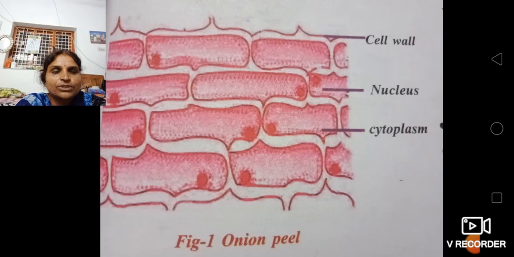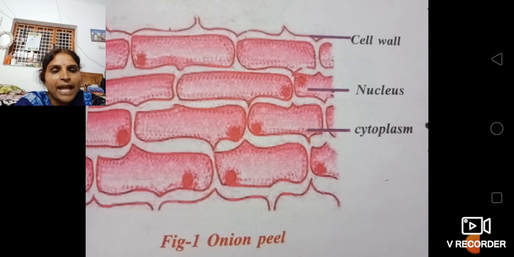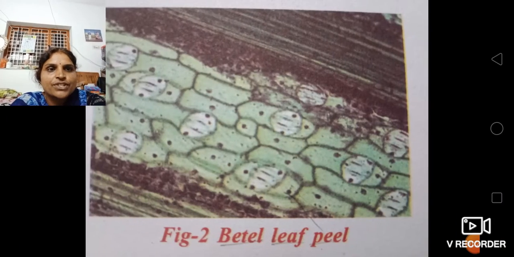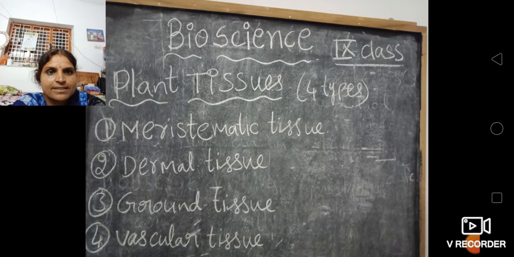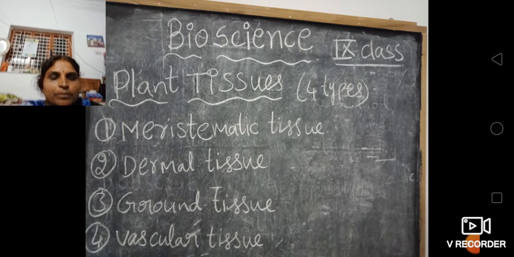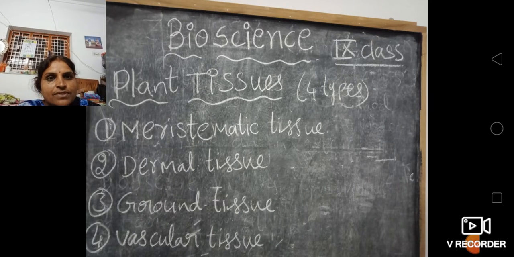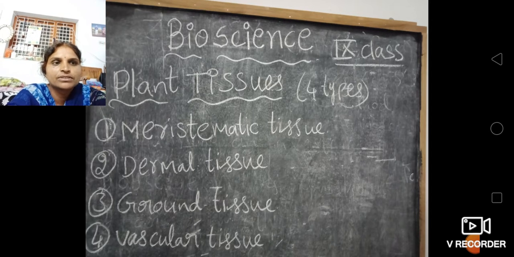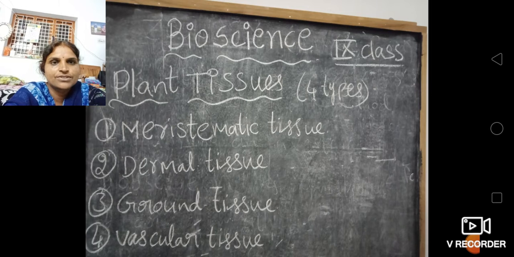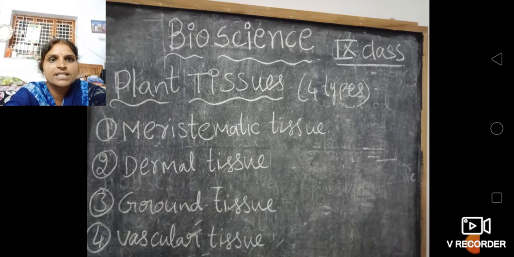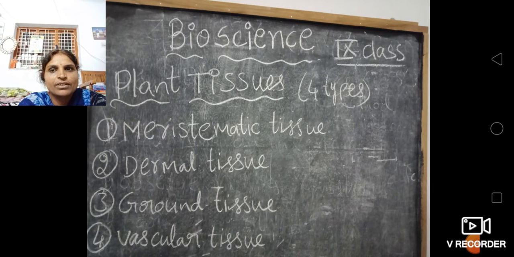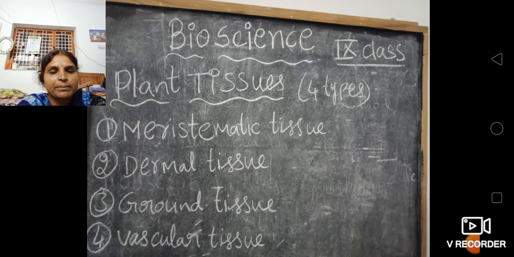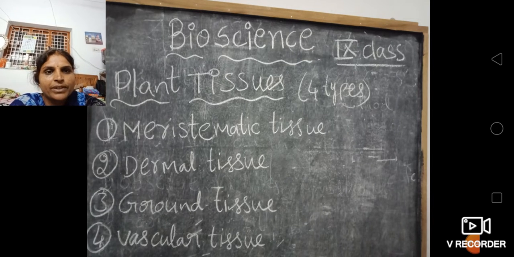Today our topic is plant tissues, the various types of tissues present in plants. There are four types of tissues: meristematic tissue, dermal tissue, ground tissue, and vascular tissue. What is the use of meristematic tissue? This tissue brings about overall growth and repair in the parts of the plant.